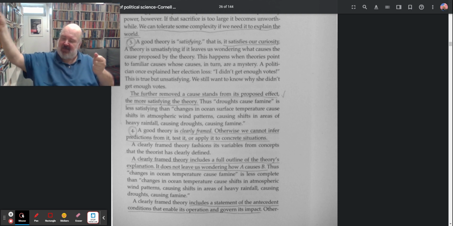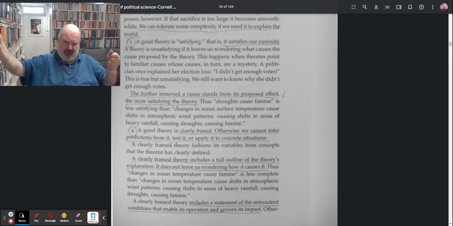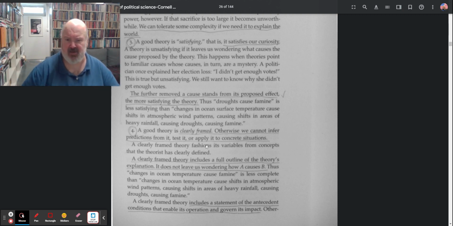Something that's more powerfully satisfying is when we can see a clear explanation of why something that is farther away, further from the effect, is the agent of this. And that's what he says, satisfying in that sense. So it satisfies that curiosity.